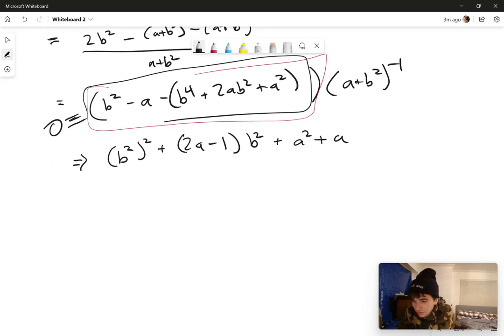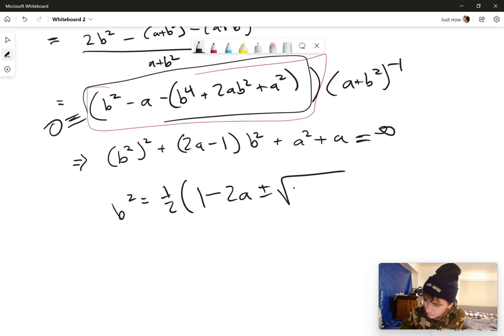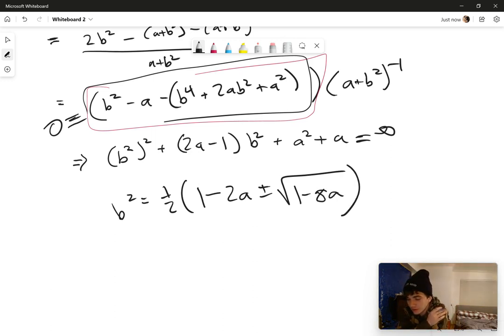And so if we plug this into the quadratic formula to solve for the roots when this is 0, we're going to get that b squared is equal to 1/2 (1 minus 2a plus or minus the square root of 1 minus 8a). And I'm just copying that from the book because I don't want to go into the algebra right now. It's just plugging things into the quadratic formula. And I'm going to trust that Stephen Strogatz knows his quadratic formula.